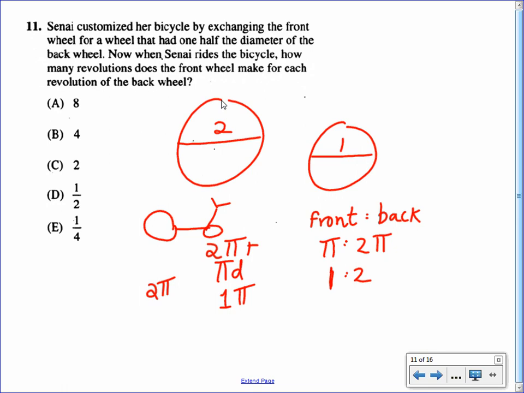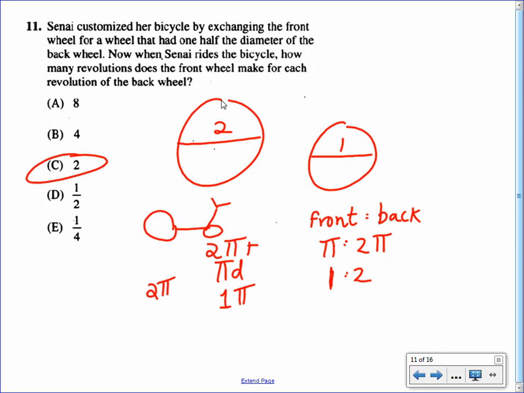So how many revolutions does the front wheel make for each revolution of the back wheel? It has to make 2 because it's half the size of the bigger wheel. So it needs to do twice as many revolutions to keep up with that bigger wheel.